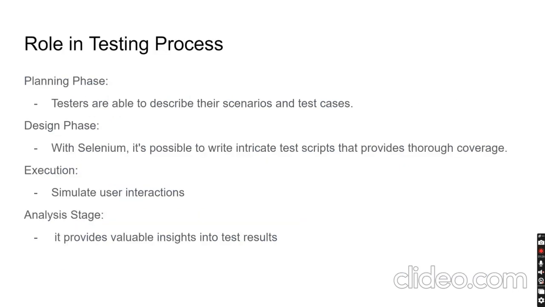The testing process is mainly divided into phases. In the planning phase, testers describe their scenarios and test cases. In the design phase, the testers write integrated test scripts that provide thorough coverage. In the execution phase, it simulates the user interactions, and in the analysis phase, the results are analyzed and valuable insights are taken from it.